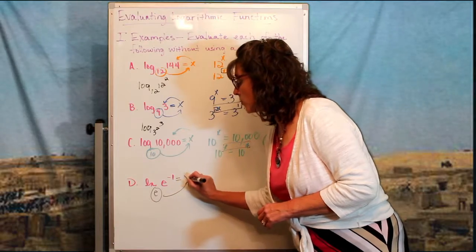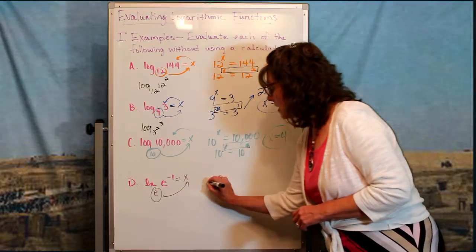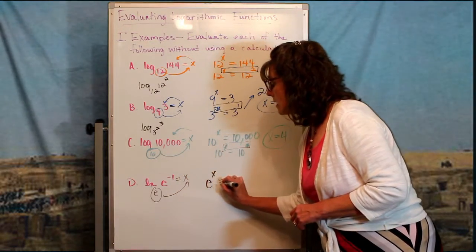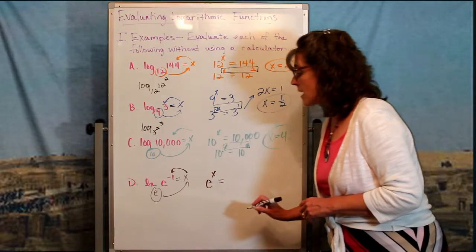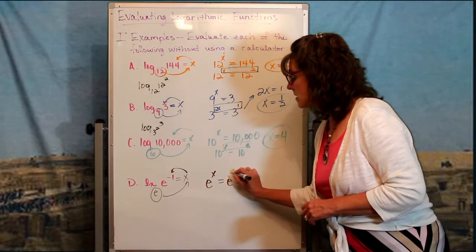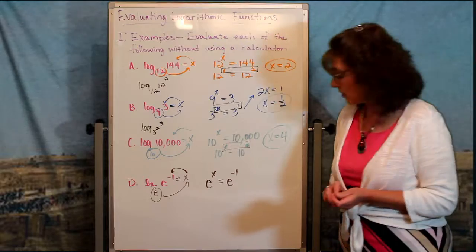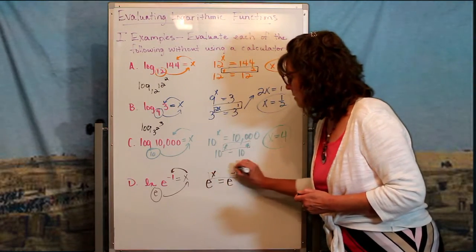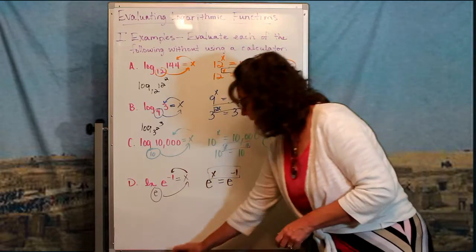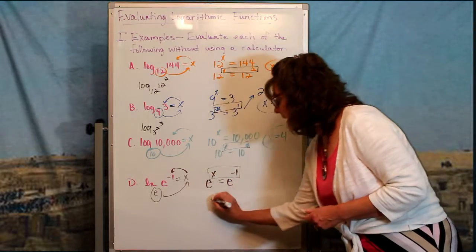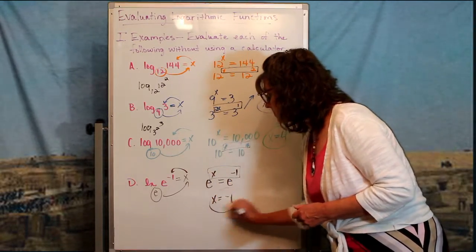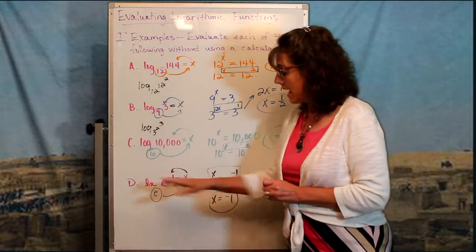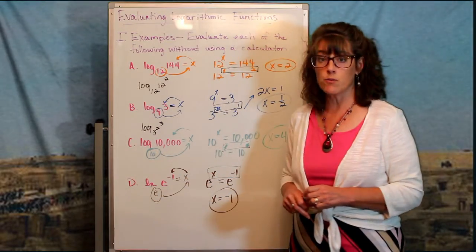It doesn't look like they're 1, so I'm going to turn it into an equation. E to the x equals the number on the inside. That number on the inside is going to be e to the negative 1. Here again, those bases are the same, and when those bases are the same, these exponents have got to be the same. So therefore, that x is going to be a negative 1. Meaning that natural log of e to the negative 1 is a negative 1.